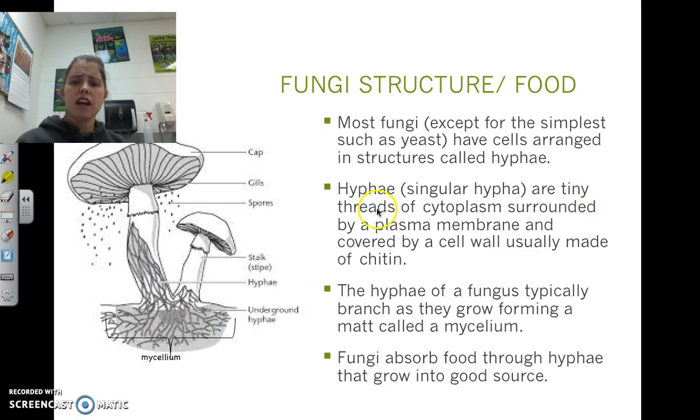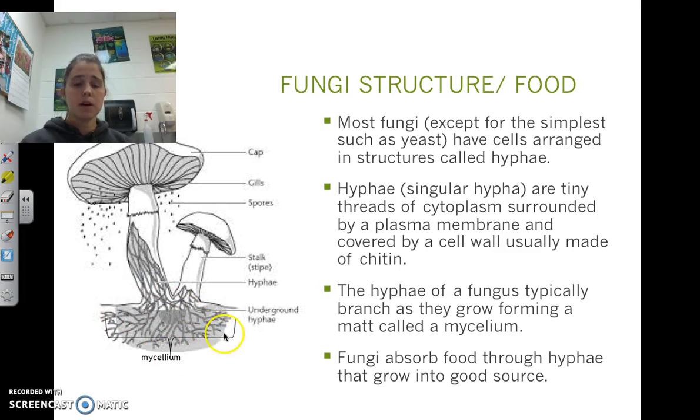And the hyphae are tiny threads of cytoplasm, and they are surrounded by a plasma membrane, so they're almost like a little tube, and they're covered by a cell wall, which is usually really strong, made of chitin, which is like a strong protein. And hyphae of a fungus typically branch as they grow, forming a mat called a mycelium. So here's the mycelium right here. So all the hyphae are growing, and they're growing into this organism right here.